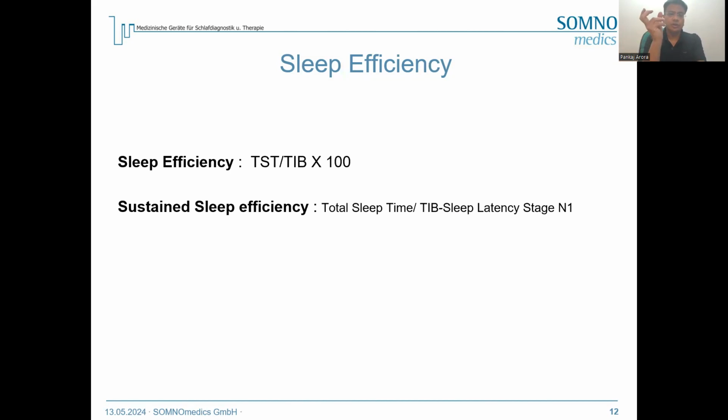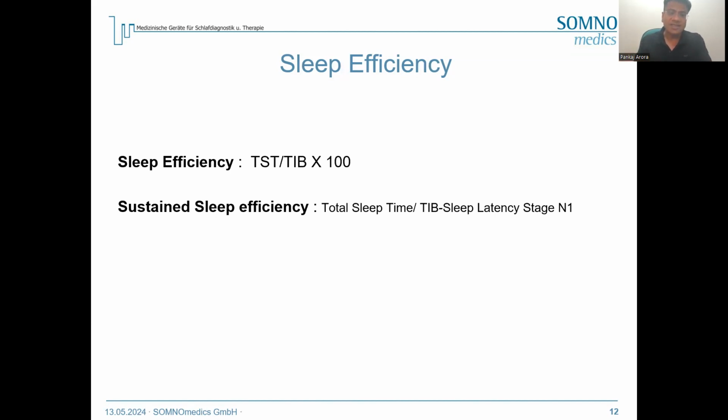So for example, a person has slept for 100 minutes. That is total sleep time. And time in bed, he was in bed from lights off to lights on, for 200 minutes. So 100 by 200 is 0.5, into 100, 50% was the sleep efficiency. So in this particular case, as an example, 50% was the sleep efficiency because he slept for 100 minutes, but his time in bed was 200 minutes.